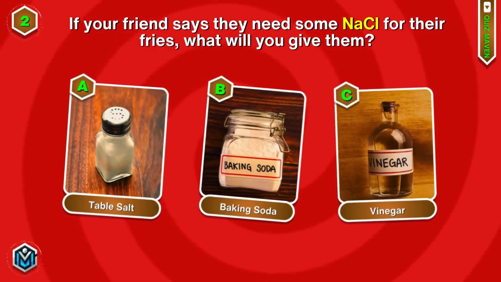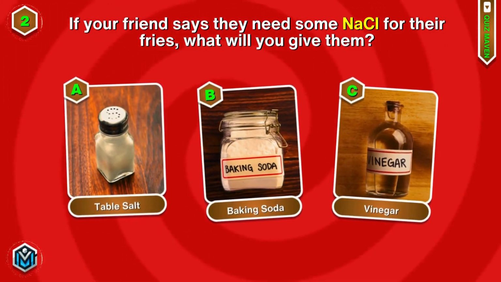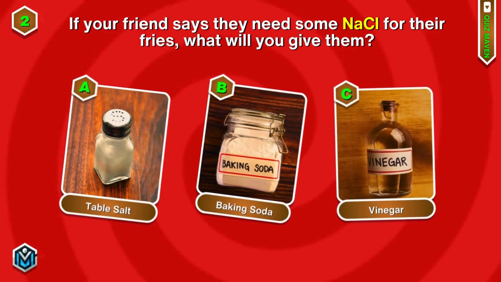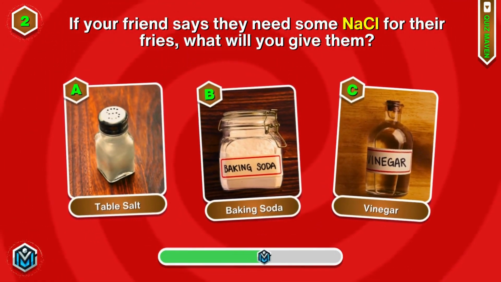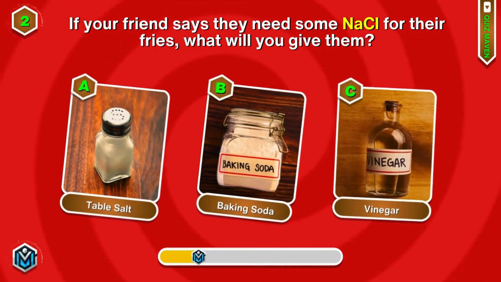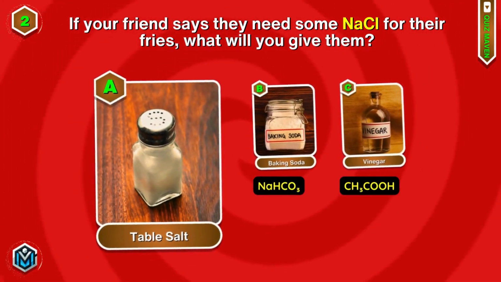If your friend says they need some NaCl for their fries, what will you give them? Table salt, baking soda, or vinegar? Table salt.